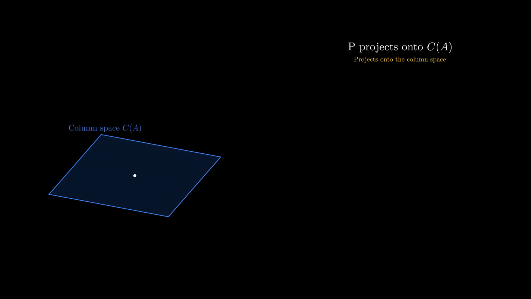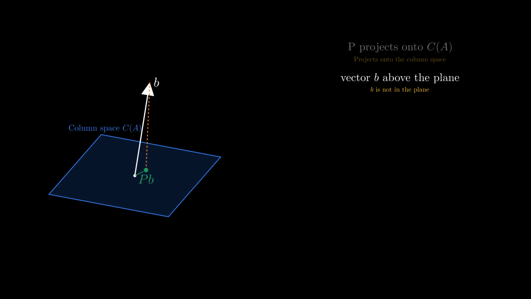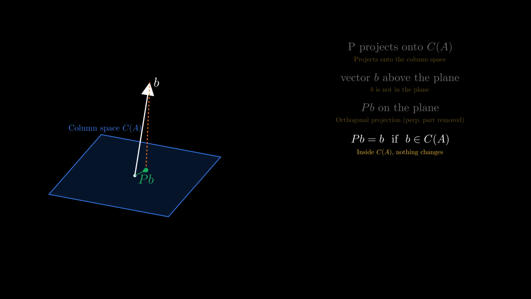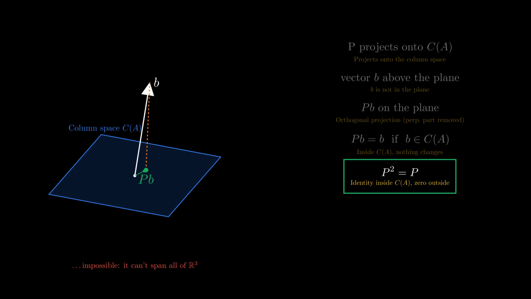Picture a three-dimensional space with a two-dimensional plane inside it, the column space. Take a vector B sitting off that plane. P drops B straight down perpendicularly onto the plane. That landing point is P times B. So P acts as the identity for any vector already in the plane, and it kills the part sticking out perpendicular. The matrix was asked to be the identity, but given an impossible job, since it cannot reach all of three-dimensional space, it does the best possible thing: the identity inside the column space and the zero outside it.